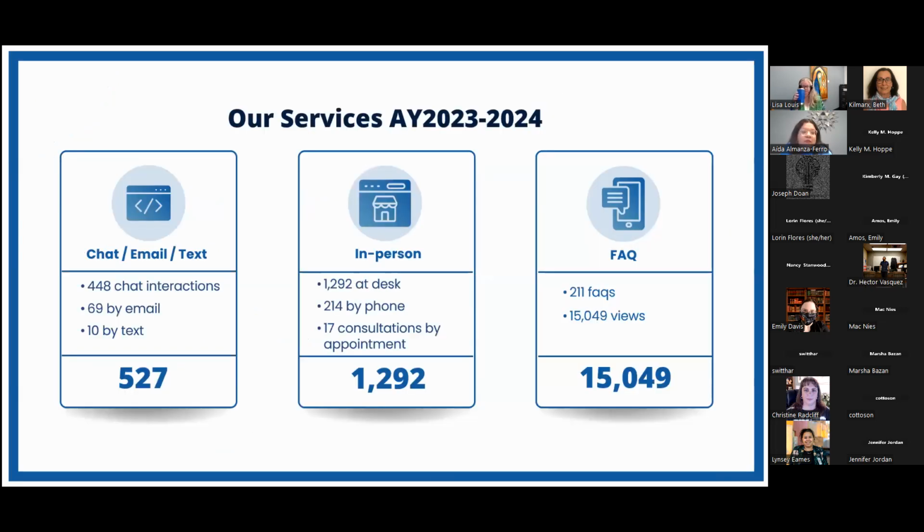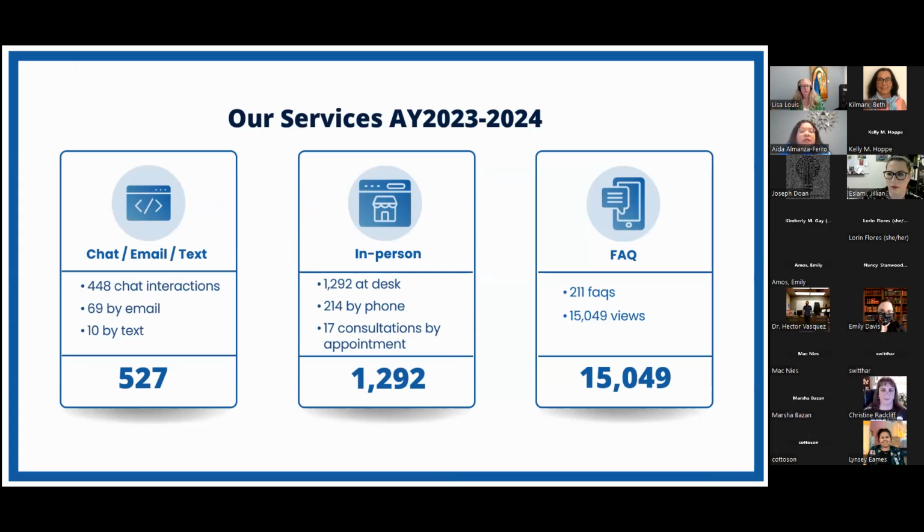Now, some statistics from the past academic year. We had 448 chat interactions, 69 questions by mail, and 10 questions by text for a total of 527. And in person, we had 1,292 people coming at the desk, 214 by phone, and 7 consultations by appointments. We have a total of 211 FAQs with over 15,000 views.